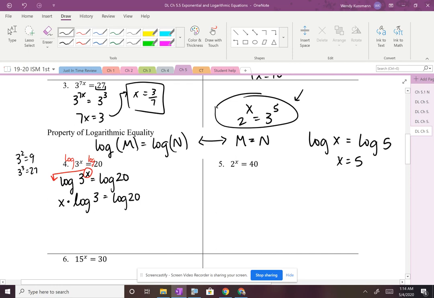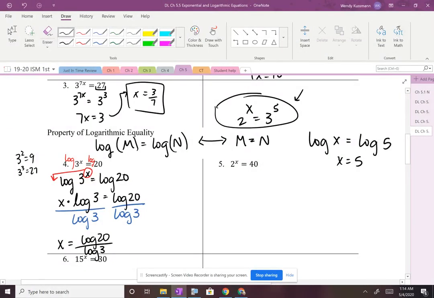If you're trying to solve for x, how do you get rid of multiplication? Well, you divide by the log of 3. Remember, that thing has to stay together. So I'm going to divide both sides by log of 3. This tells me right here, x equals log of 20 divided by log of 3.